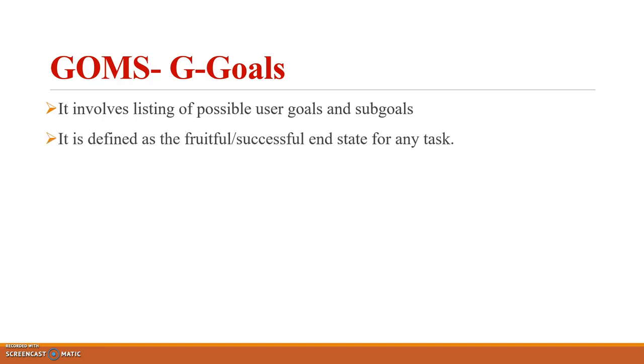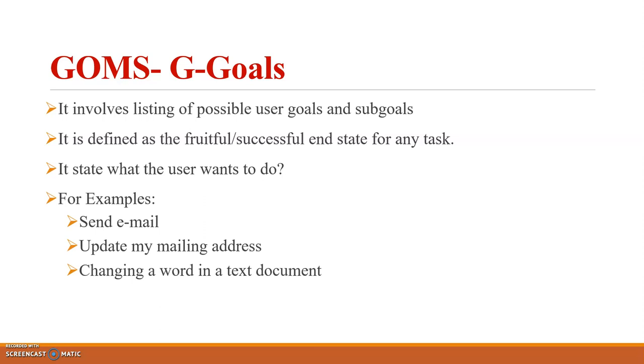The first is G, goals. It involves listing the possible user goals and subgoals. It is defined as the successful end state for any task. It states what the user wants to do. For example, send an email, update my mailing address, changing a word in a text document. So these are the user goals, or they can be subgoals also.